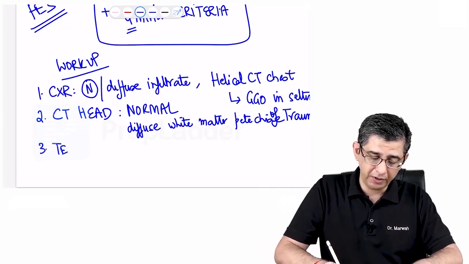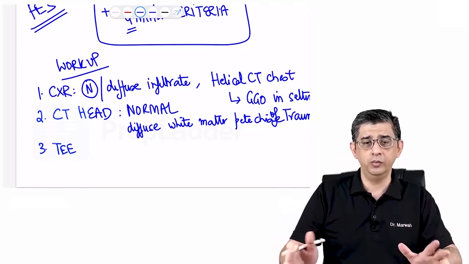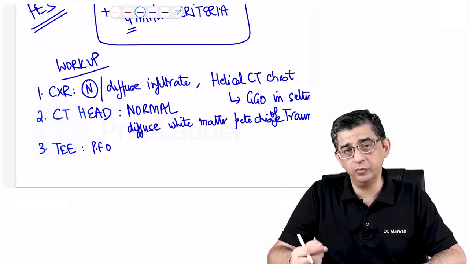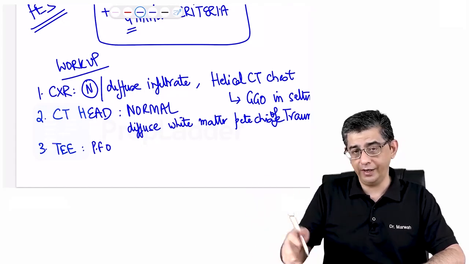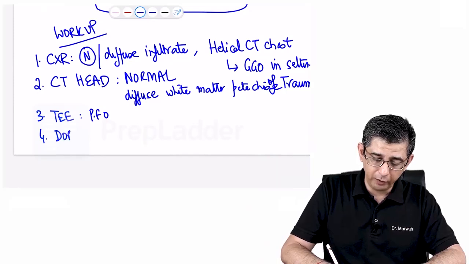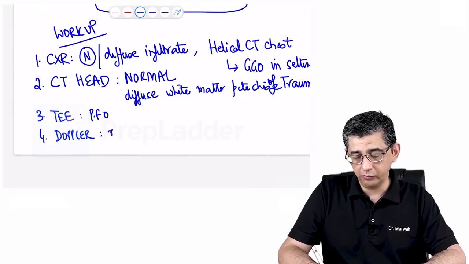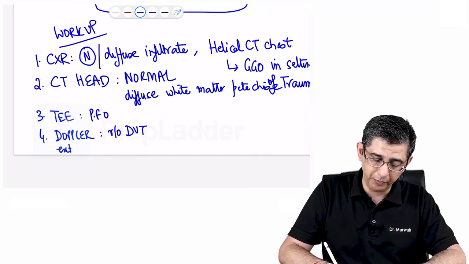Transesophageal echocardiography facility may not be available in routine hospitals. So I'm talking about the ideal scenario, because you need to demonstrate the presence of a patent foramen ovale, which can explain the movement of the fat globules from the right side of the heart to the left side and then into the systemic circulation. Doppler must be done. Doppler anyway would be available. Why I want to do a Doppler is because I want to rule out deep vein thrombosis. So I'm talking about Doppler of the extremities.